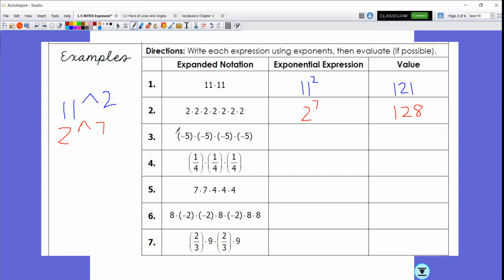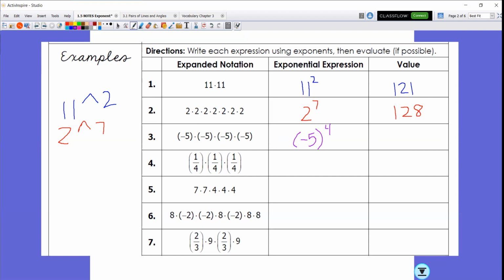All right, when we're dealing with negatives, think about the parentheses as holding that negative in, because this is -5 times -5 times -5 times -5. You always want to keep using the parentheses. It only takes a second or two to draw the parentheses. So negative 5. And then what's my exponent going to be here? We want to count how many times we're multiplying negative 5 by itself. 4, correct. That's right, there are 4 of them. So my exponent is a 4.